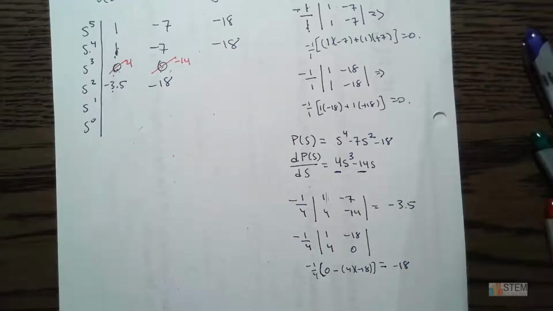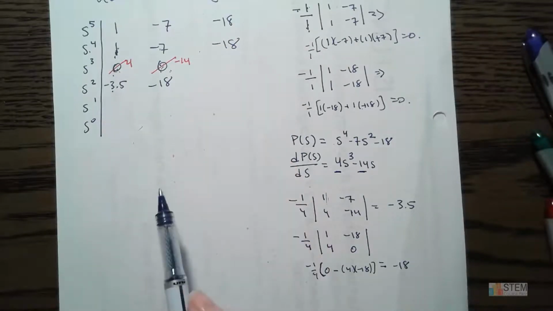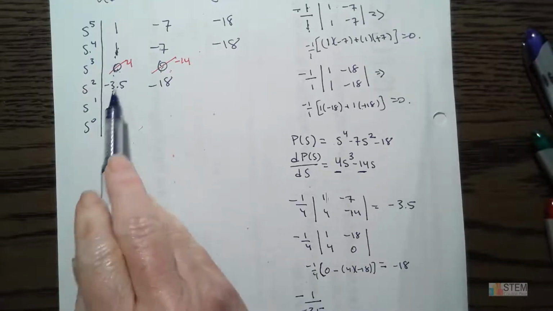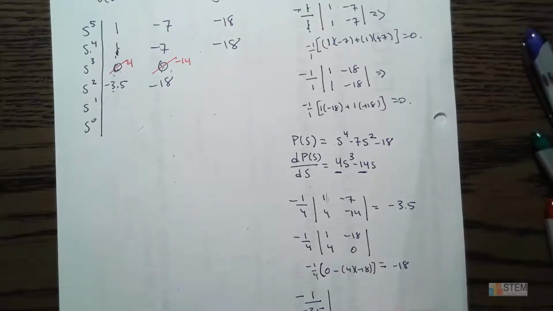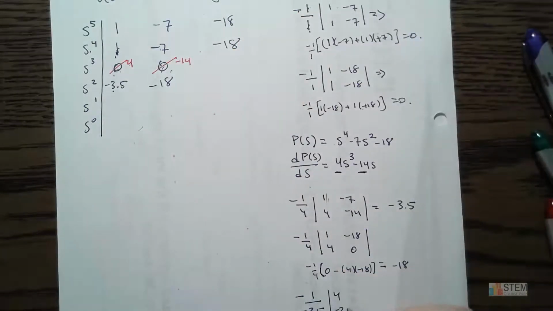Okay, and then that's all we can do because we've already used all the elements over here. So now we go to the next row. So -1 over -3.5, right? Because that's the element above. The determinant will be 4, -3.5, -14, -18.